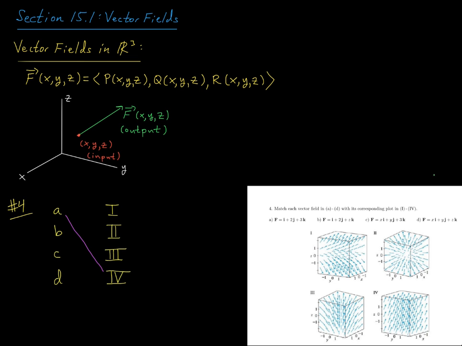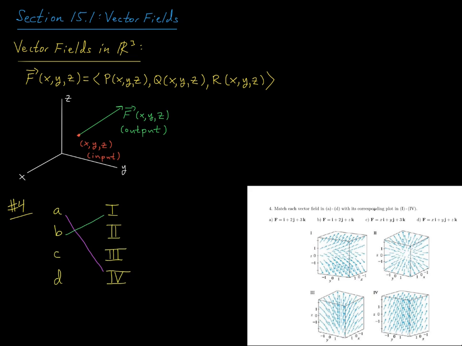Now, for B, we have that F is i plus 2j plus zk. So i and j are constant, but k here now varies with z. And so if we're, say, above the xy plane where z is positive, all the vectors are going to have a k component that's positive, so they're all going to be pointing upwards. If I'm below the xy plane where z is negative, then the k component's negative, so I'm going to have a bunch of vectors pointing downwards. And I see that's the case in plot 1. So B is paired with 1.